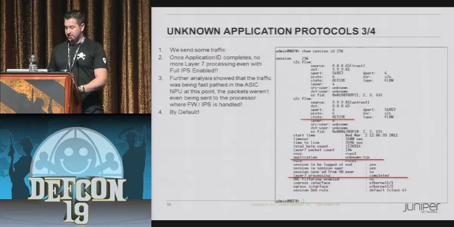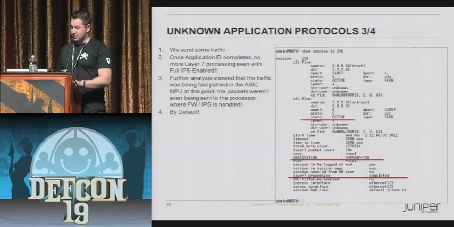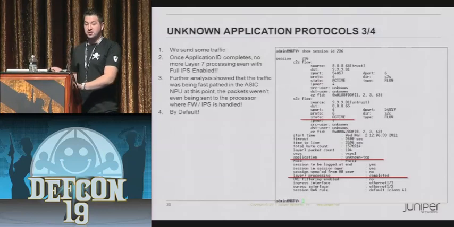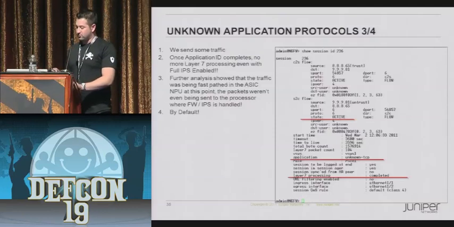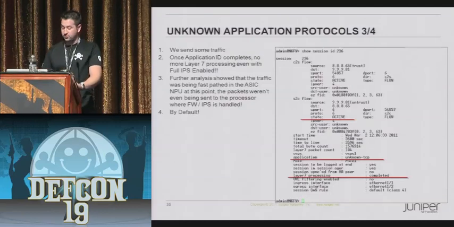So now I'm going to send just a bunch of garbage, and I think I showed it in the next slide, but just sending garbage through, right? So it's not going to know what this actual application is. And what I noticed was a very interesting thing. It marked it as unknown TCP, but I noticed that it said layer 7 processing was completed. And so that means no IPS, no AV, no URL filtering, nothing at layer 7.